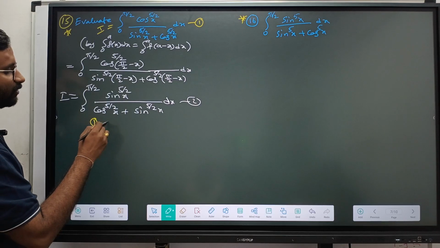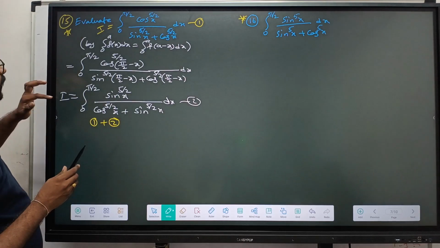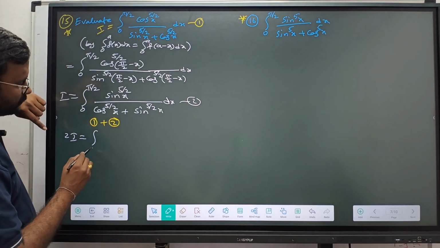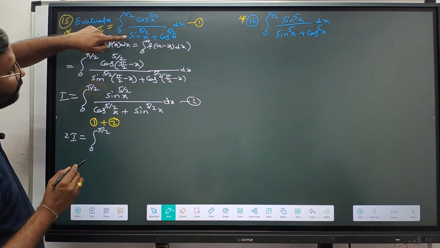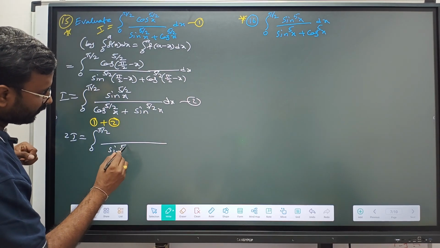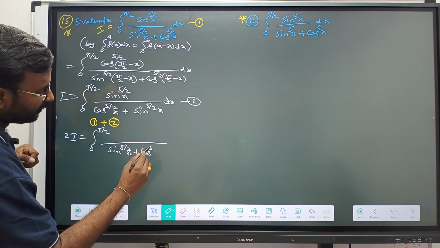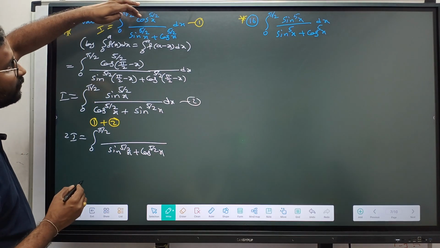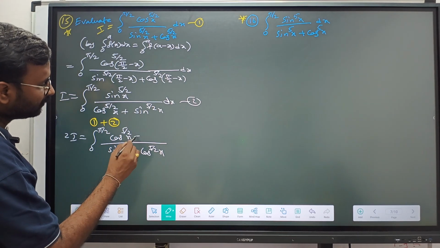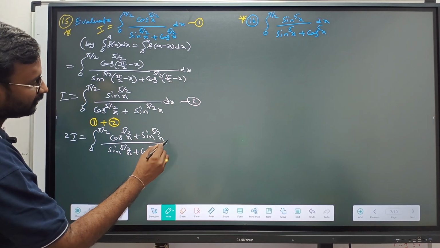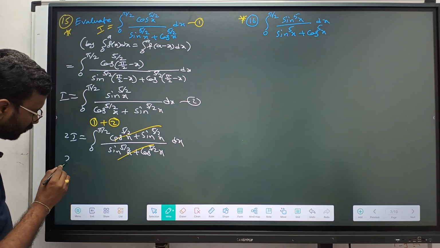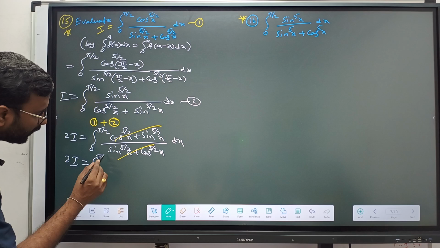Now add 1 plus 2. I plus I is 2I, which is equal to the integral from 0 to pi by 2, where the denominator is common and the same, sin power 5 by 2 x plus cos power 5 by 2 x. The numerator is added: cos power 5 by 2 x plus sin power 5 by 2 x, into dx. These two will cancel, remaining 1. So 2I equals the integral from 0 to pi by 2 of 1 dx.